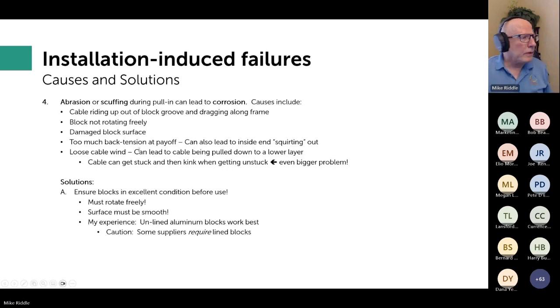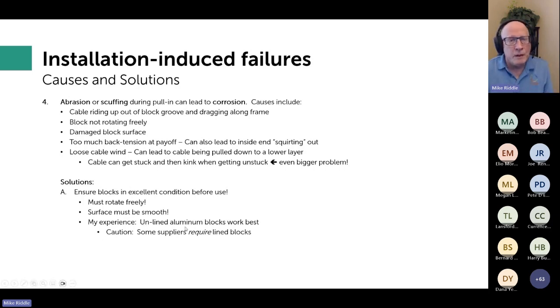So the blocks, you need to inspect them before you use them. They need to be in excellent condition, not just good condition, because as I say, the number one source of problems with cable during installation is the stringing blocks. They need to rotate freely. The surface must be smooth. It's not optional.